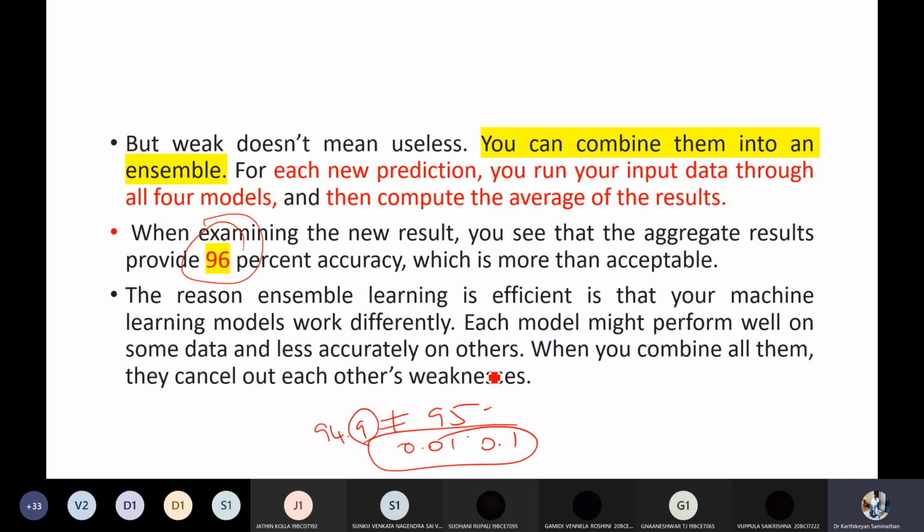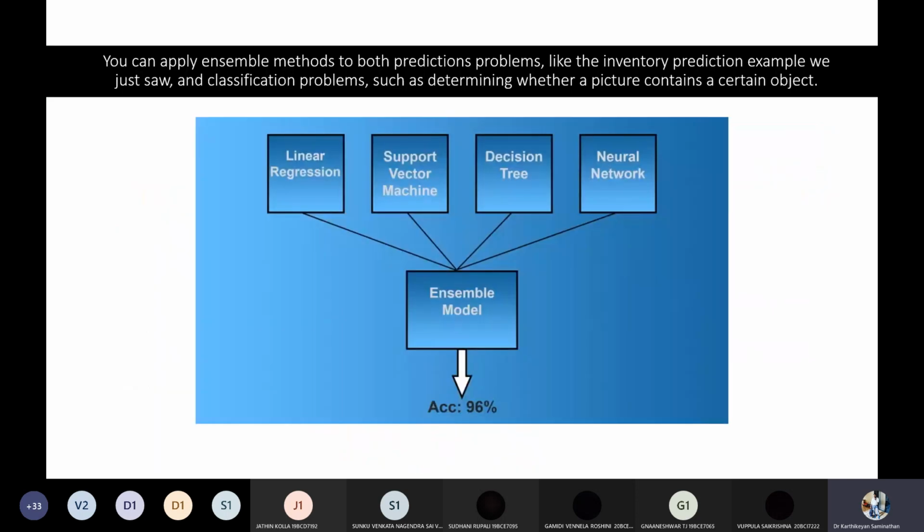The reason ensemble learning is efficient is that your machine learning models work differently. Each model might perform well on some data and less accurately on others. When you combine all of them, they cancel out each other's weaknesses. So this is the best example of ensemble learning algorithms. I think you might have understood, right? This is a very simple way to explain how the ensemble is used.